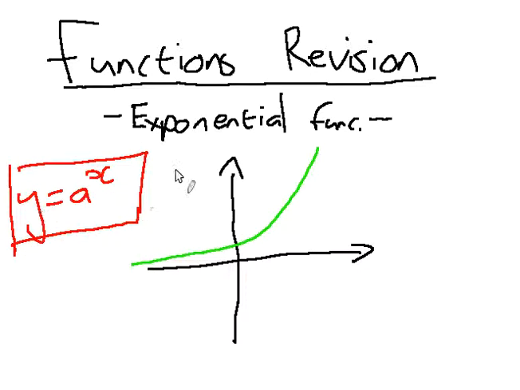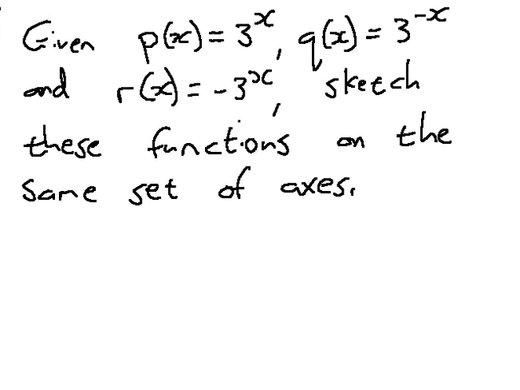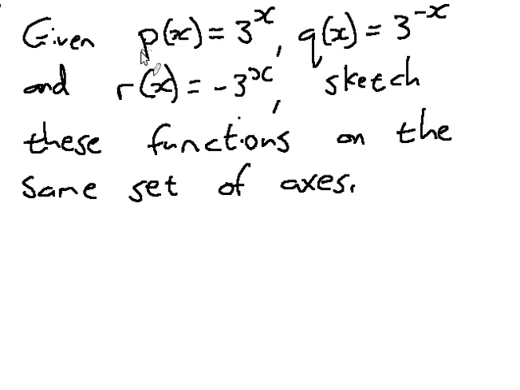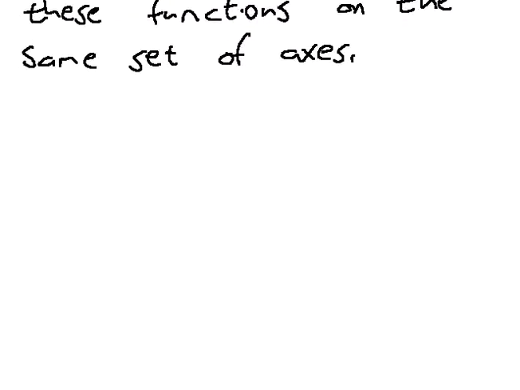Okay, we're just going to have a quick look now at what happens when this is maybe a negative x or negative a. How does that influence what this function looks like? So let's have a look at the question. Given p of x, q of x, and r of x, sketch these functions on the same set of axes. So we've got 3 to the x, 3 to the negative x, and negative 3 to the x. So let's see what all of those look like.